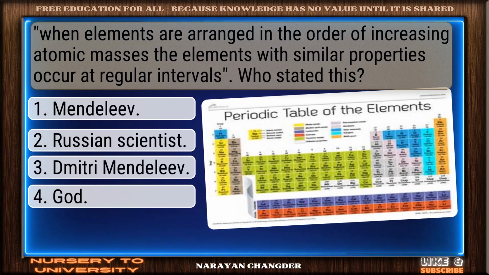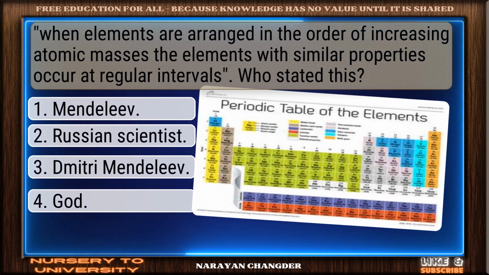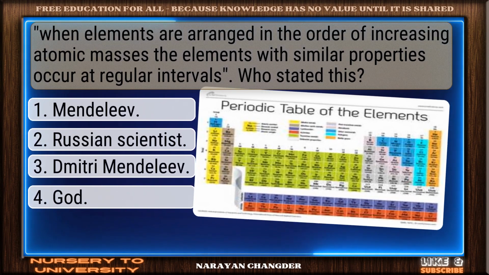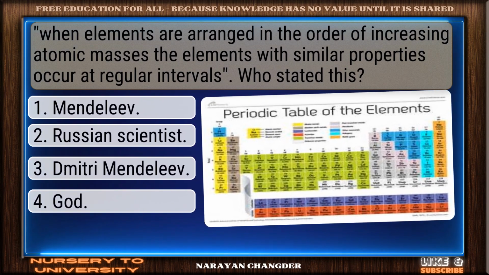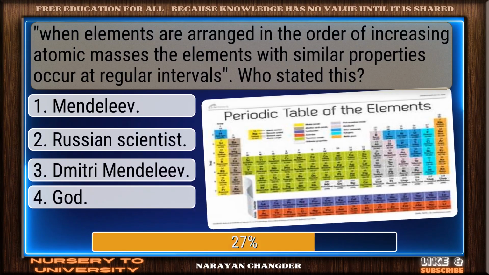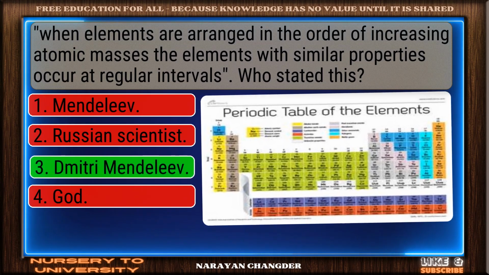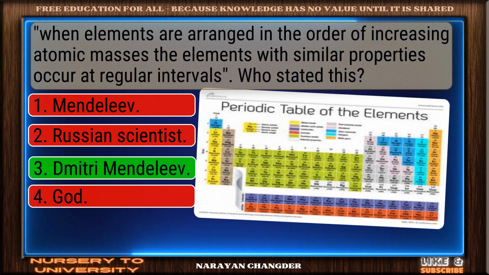When elements are arranged in the order of increasing atomic masses, the elements with similar properties occur at regular intervals. Who stated this? Smart move. Dmitri Mendeleev is the accurate answer.